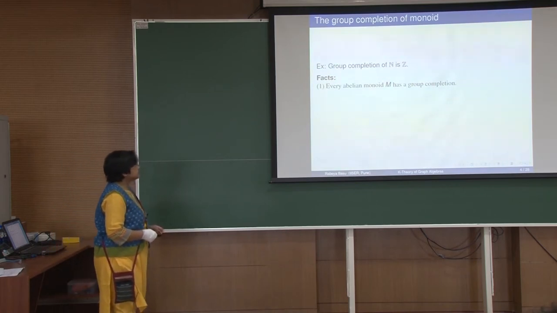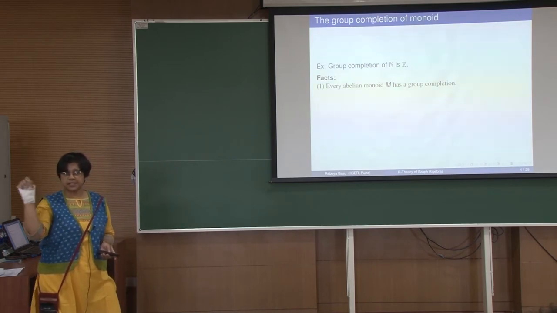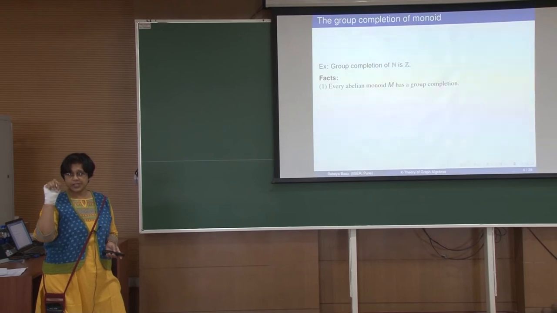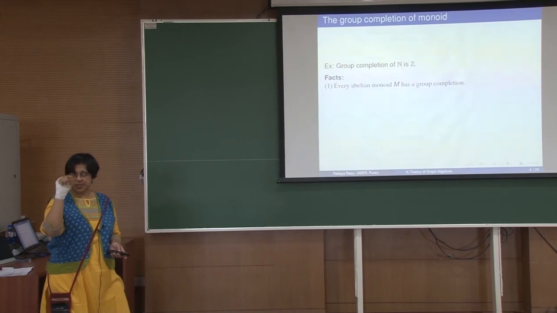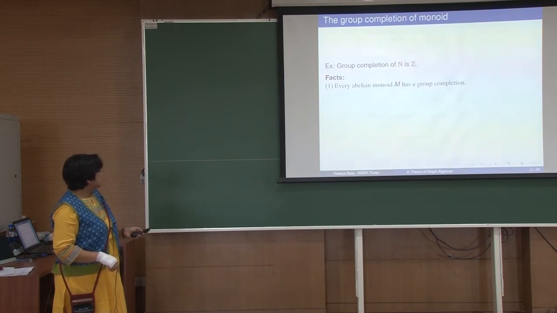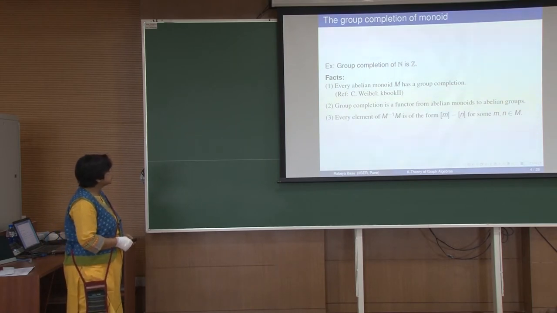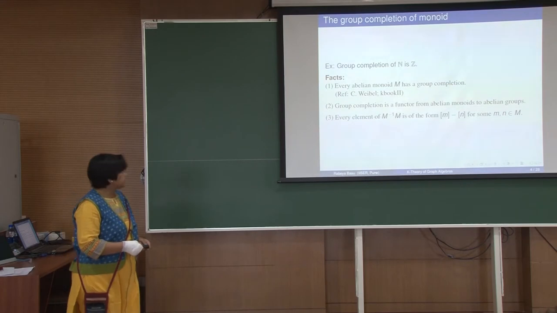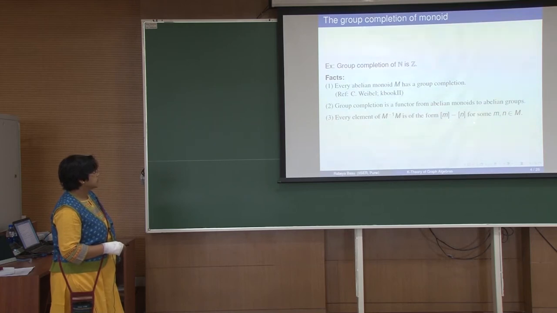Basically, one has to take the symbols and construct the free group generated by the symbols, and then go modulo the subgroup generated by the relations class of m plus n minus class m minus class n. That will give a group structure with the universal property. For details, you can consult the book by Charles Weibel on K-theory. So the group completion is a functor from abelian monoids to abelian groups, and every element of M inverse M is of the form class m minus class n.